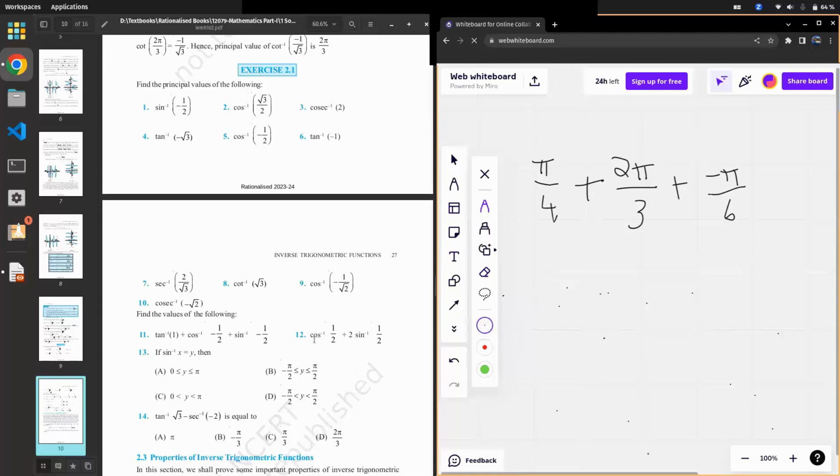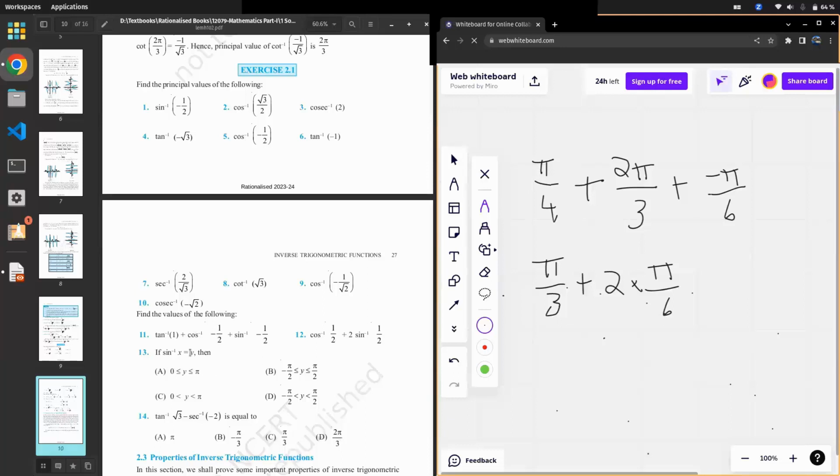The 12th question, cos inverse of half. The value of cos inverse of half is pi by 3 plus 2 into sin inverse half. 2 into sin inverse half value is pi by 6. So by adding this, we will get 2 pi by 3, which is our required answer. So we go to the next question, the 13th question.